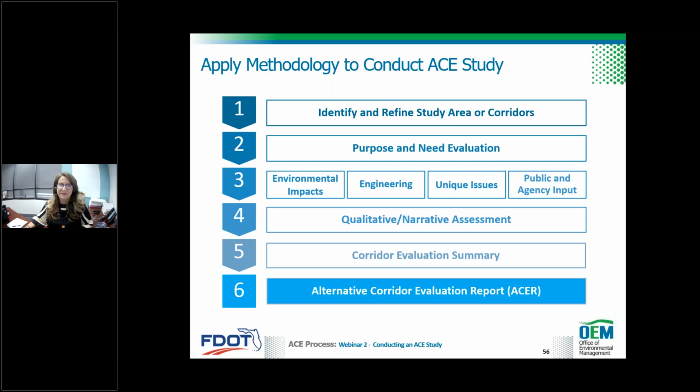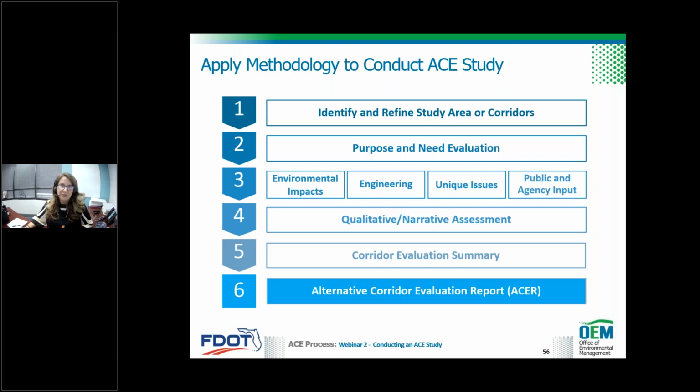Starting at the top, we start by either identifying or refining the study area and/or corridors. Alternative corridors that don't meet the purpose and need are eliminated from further study. And as we just discussed with Q&A with Pete, the intent of the A study is to remove corridors for something other than not meeting the purpose and need. So that may already have been done from a prior planning study.